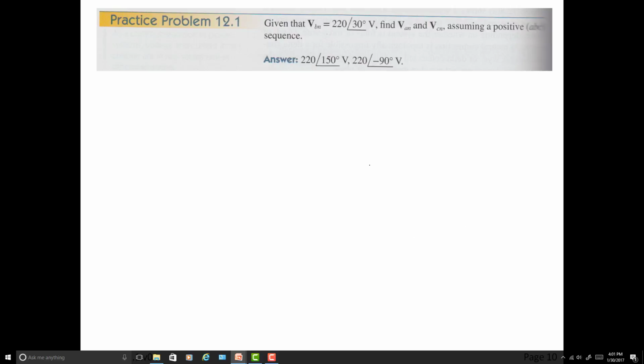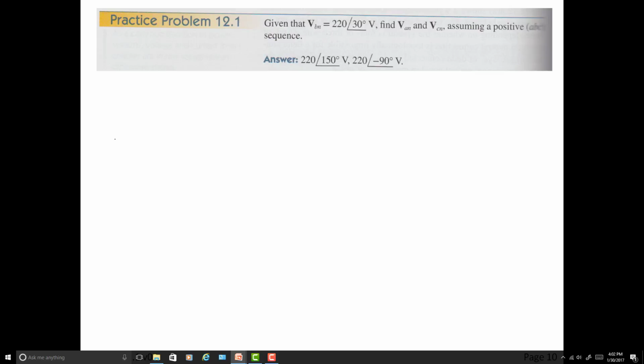All right, let's take a moment here and do practice problem 12.1. It's not difficult, but it does get us into the habit of drawing pictures and solving some problems. So we've got VBN given, so that makes it a little more interesting. They didn't give us the first one. At 30 degrees and a magnitude of 220, find the other two values.